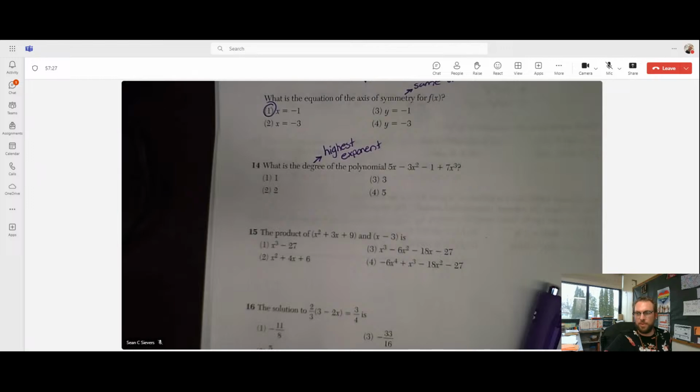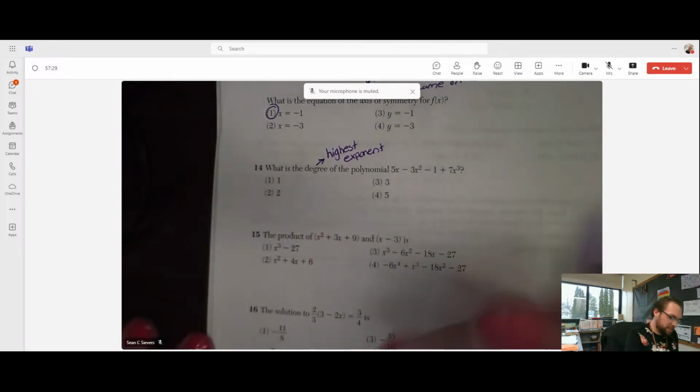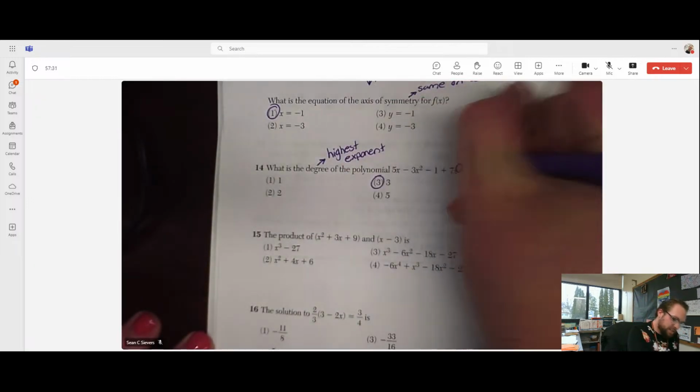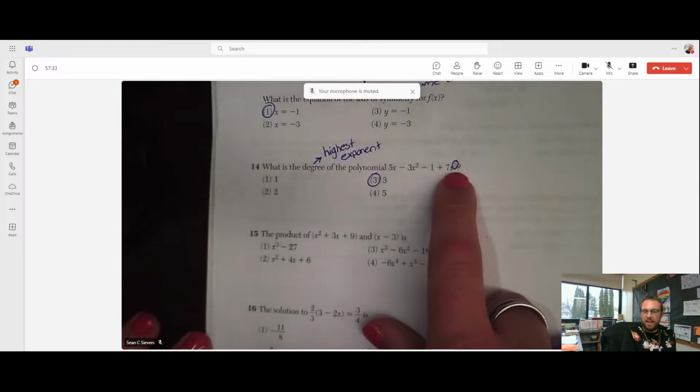Yes, answer choice number 3. Perfect. Because this exponent here is the highest one. This is the largest exponent, which is 3.